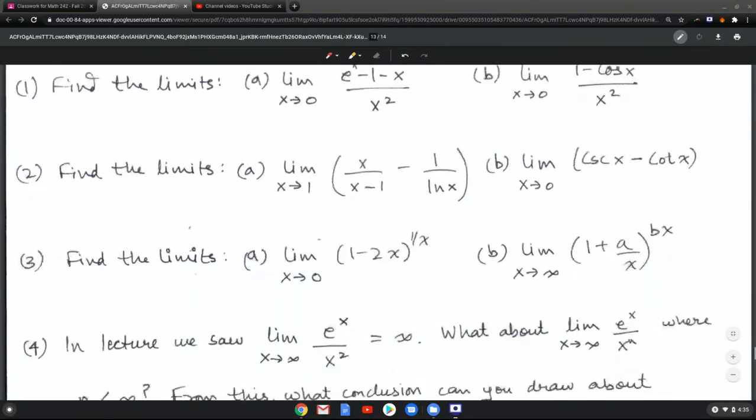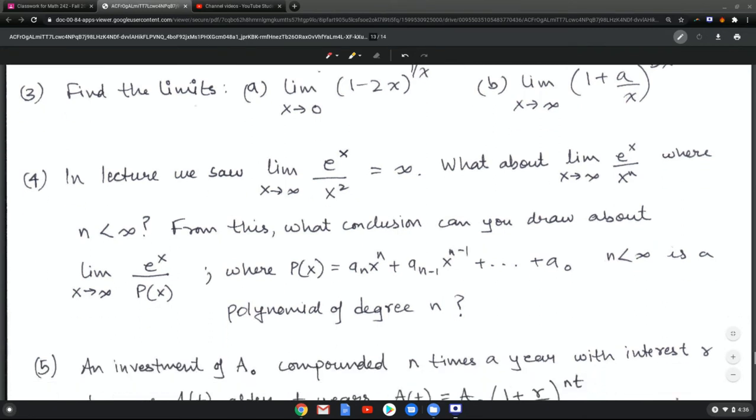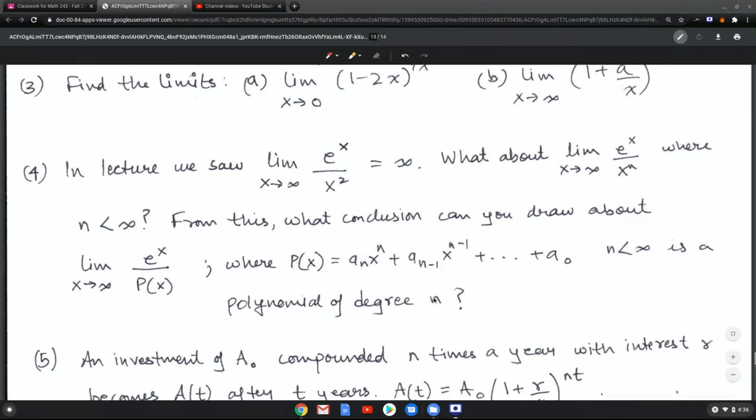And you have these worksheet problems. Number four is an extension of an example from the class, where you saw this limit is infinity, then you found a bunch of other limits. The question is, what can you say in general about e to the x over x to the n? And then what about e to the x divided by any polynomial of degree n?